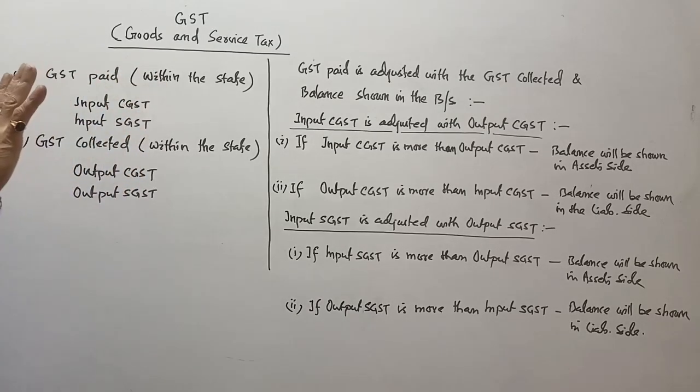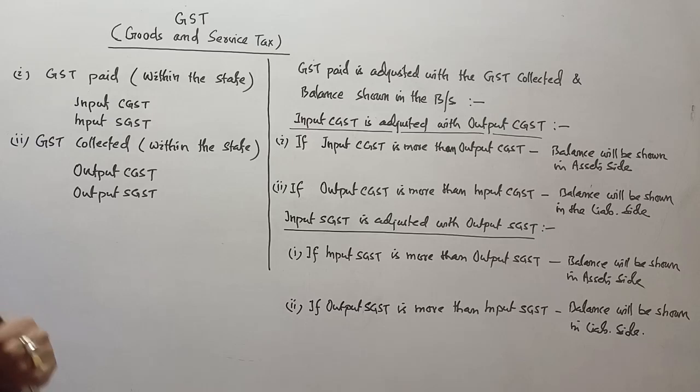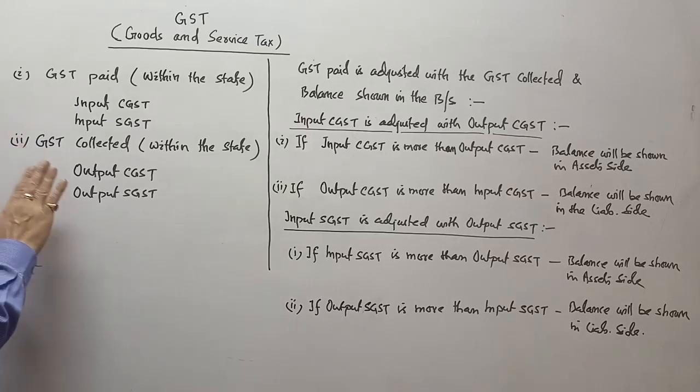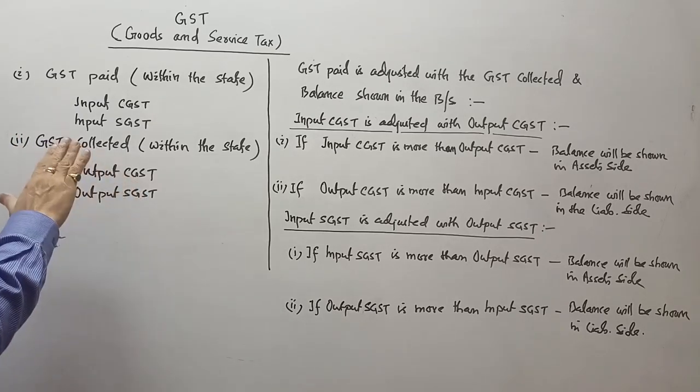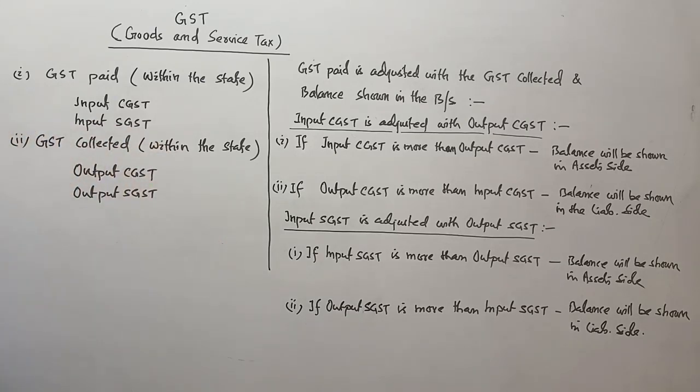This is when the transaction is within the state, meaning purchase and sale are within the state. Similarly, GST collected within the state, if the purchase and sale are within the state, then this is output CGST, meaning output central GST, and output state GST.